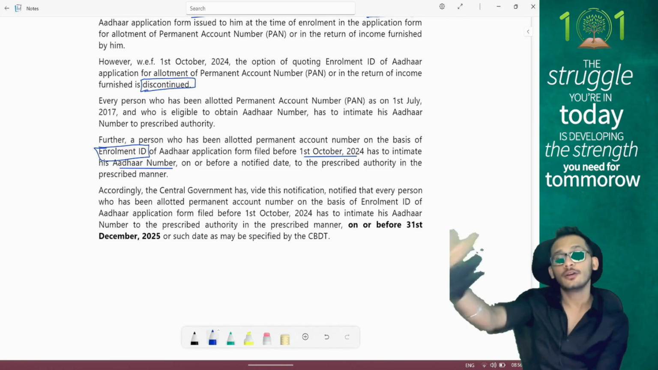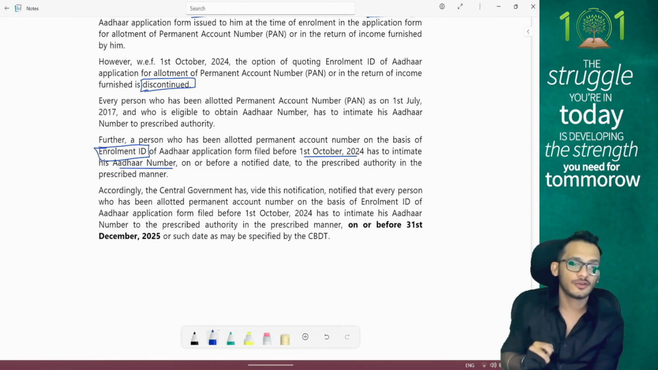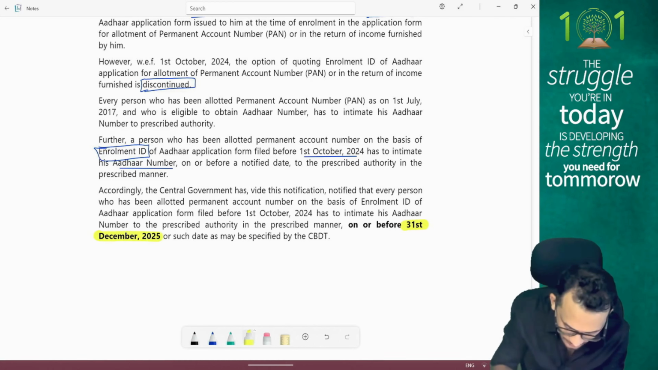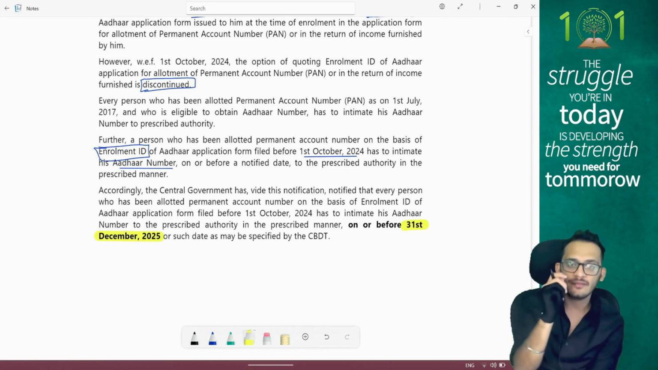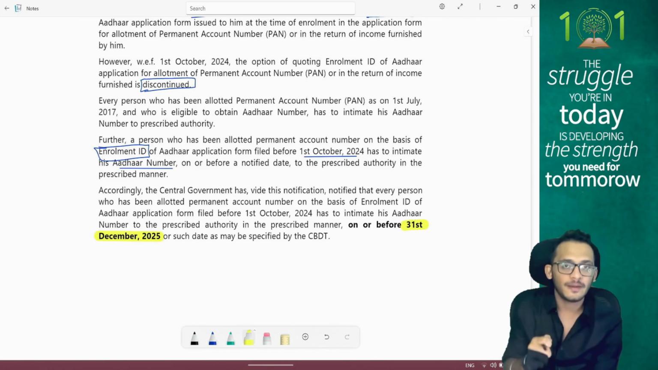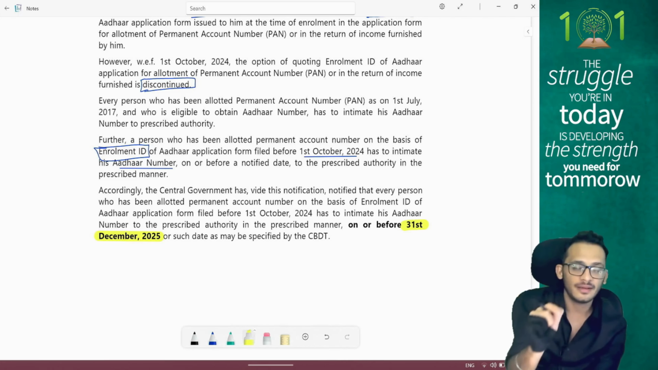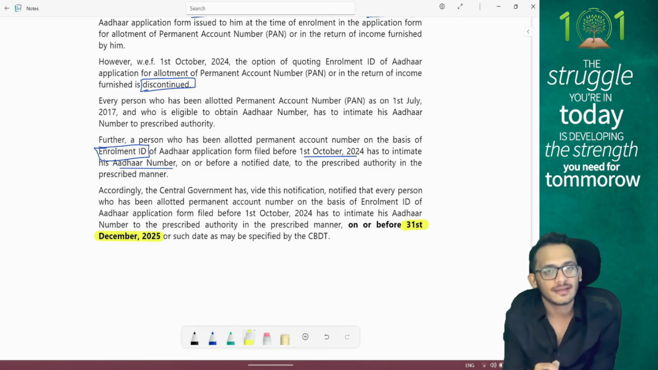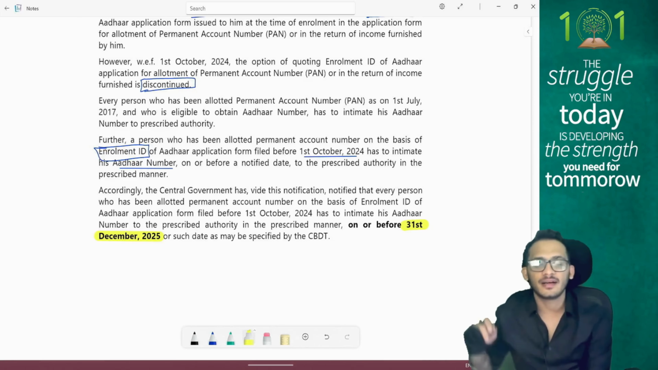In case I already got a PAN number using my enrollment ID, I was supposed to inform my Aadhaar number. That date was still not notified. That date has now been notified, people. The notified date is 31st December 2025, which means income tax has now clarified that any person who is having a PAN number right now and has got this PAN number by using his enrollment ID will have to mandatorily inform the Aadhaar number which has been received by 31st December to the income tax department. A failure to do so will make the PAN invalid unless you come and quote it.